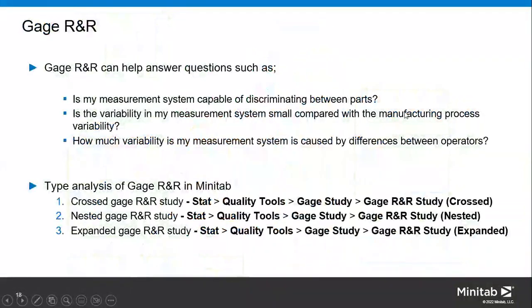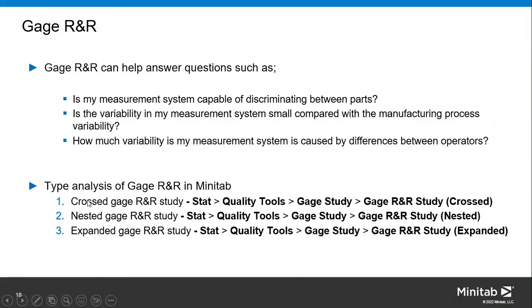And then the Gage study will help you answer questions like: is my measurement system capable of discriminating between the parts? So you look at the NDC here. Is the variability in my measurement small compared with the manufacturing process variability? How much variability in my system is caused by different operators? If you have these kinds of questions, Gage R&R will help you on this part.